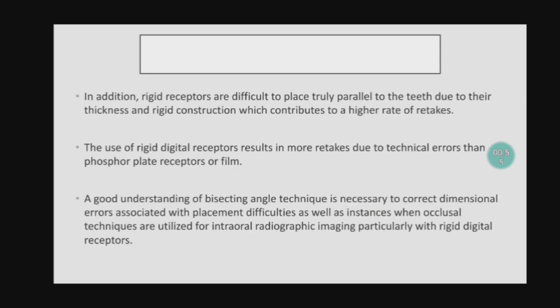In addition, rigid receptors are difficult to place truly parallel to the teeth due to their thickness and rigid construction, which contributes to a higher rate of retakes. The use of rigid digital receptors results in more retakes due to technical errors than phosphor plate receptors or film. A good understanding of bisecting angle technique is necessary to correct dimensional errors associated with placement difficulties, as well as instances when occlusal techniques are utilized for intraoral radiographic imaging, particularly with rigid digital receptors.